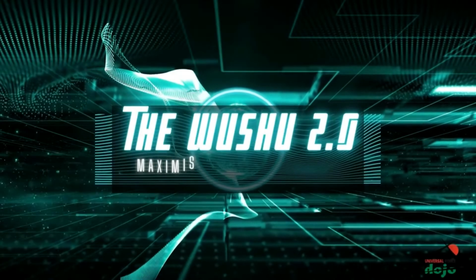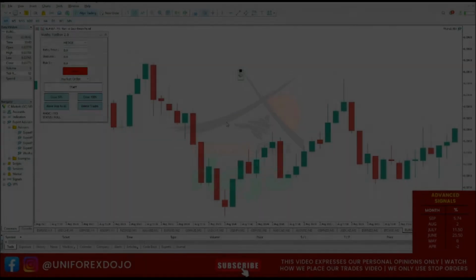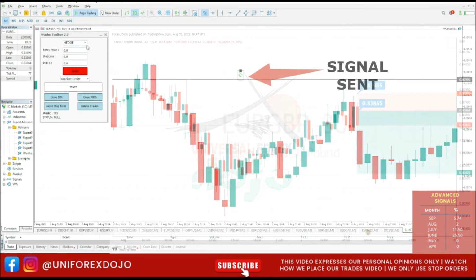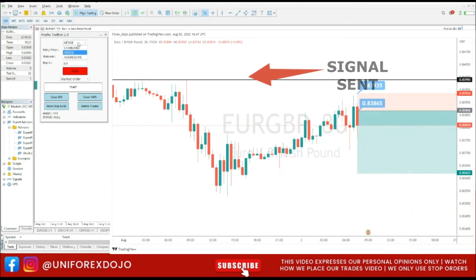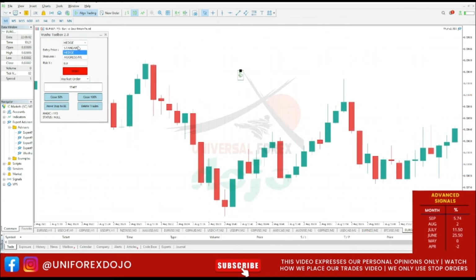Before we get started, I'd like to show you guys how our crazy wushu toolbox works. For the purpose of this video, I will use one of our signals sent out on the 2nd of August 2022 right here. Firstly, you'll choose which mode you'll be operating in between the aggressive, standard and hedge mode. The difference between these modes is simply how they exit and partial the trades. The most recommended one is ideally the standard mode, which we use all throughout.